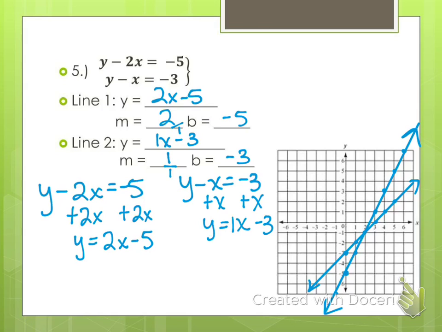Remember, we showed a bunch of work, but we still need to give an answer. Can anybody tell where those lines cross? Ryan? 2 and negative 1. 2, negative 1. Very good.